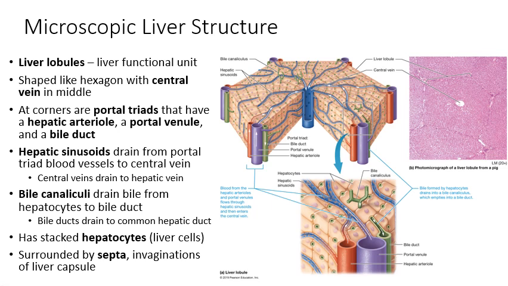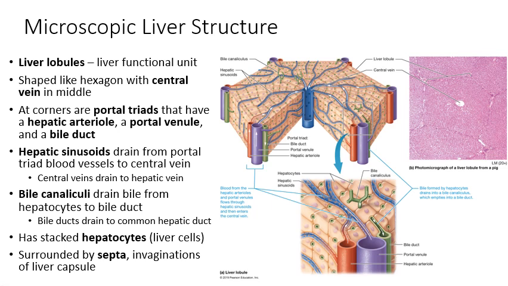At each corner of the hexagon, you have structures called portal triads. Every portal triad has 3 vessels in it, or ducts. It has a hepatic arteriole, which comes from the hepatic artery. It has a portal venule that comes from the hepatic portal vein, and it has a bile duct that's going to the hepatic bile duct.